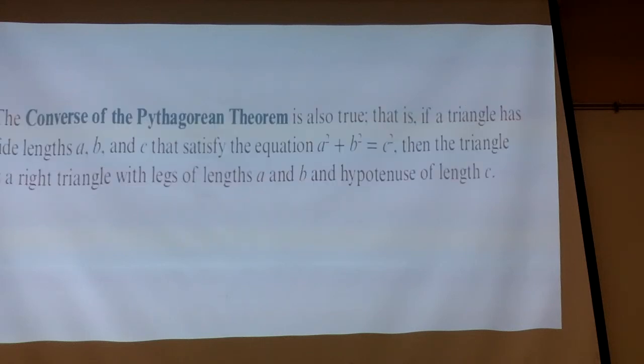All right, next up we've got the converse of the Pythagorean theorem is also true. And would you please write this down? We have converse a lot in our geometry lessons. What this is saying is that if a triangle has side lengths A, B, and C that satisfy the equation a squared plus b squared is equal to c squared, then the triangle is a right triangle with legs of lengths A and B and hypotenuse of length C. Okay, so get that down in your notes.